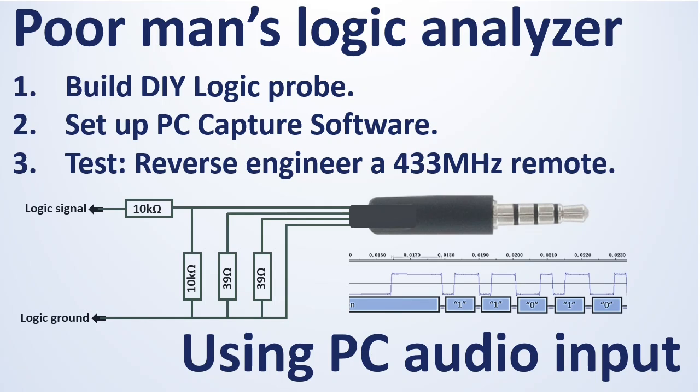Today we build a poor man's logic analyzer, suitable for makers without money. We will first build our own logic probe. Then we install and set up the free PC capture software. Finally, I will show you how I use the poor man's logic analyzer to reverse engineer a 433 MHz remote control.